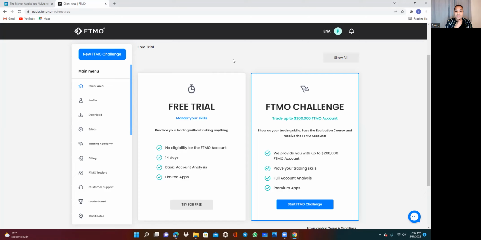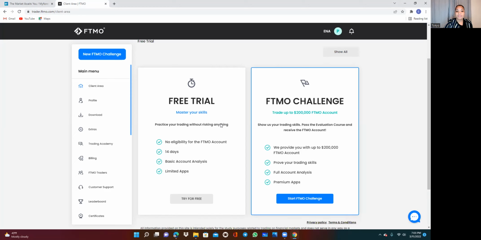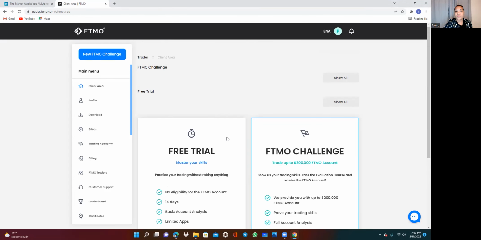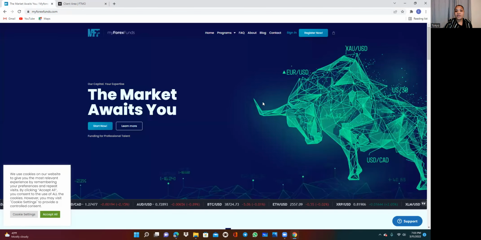So what happens is whatever size account you get, right, 10K, 25K, 100K, you have to make between 8 to 10% of that account within 30 days. Whatever you pay for the account, you get it back if you are able to pass phase 1 and phase 2. So like I said, FTMO is very user friendly, but My Forex Funds is a little bit cheaper.